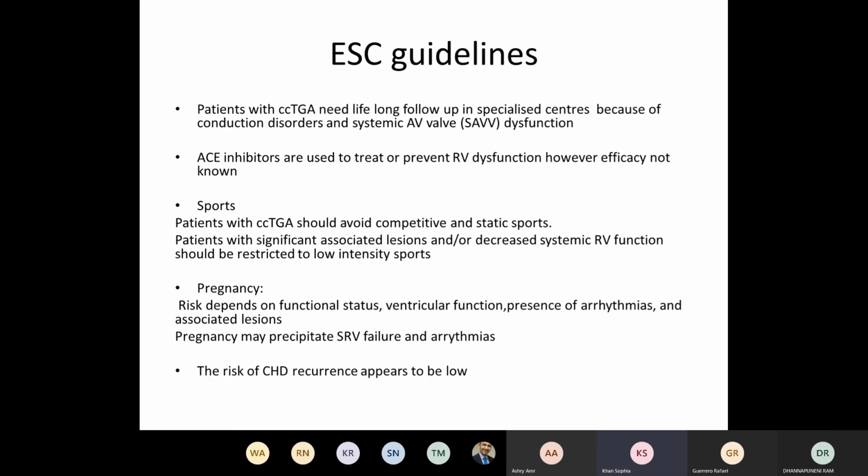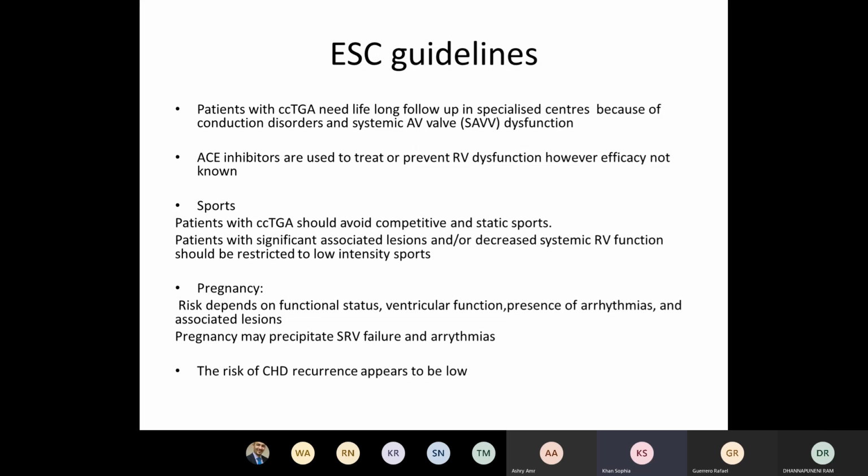And just a little summary on the European guidelines, which is really what we've said. They need lifelong follow-up, and the reasons why. ACE inhibitors are used a lot, but without much particular evidence behind them. And then sports, there are limitations: they are advised not to take part in competitive sports or static sports. I assume that means weightlifting and things. Once they're starting to get decreased systemic function, then they should really restrict their sporting. And there are specific guidelines for pregnancy and pre-pregnancy planning.